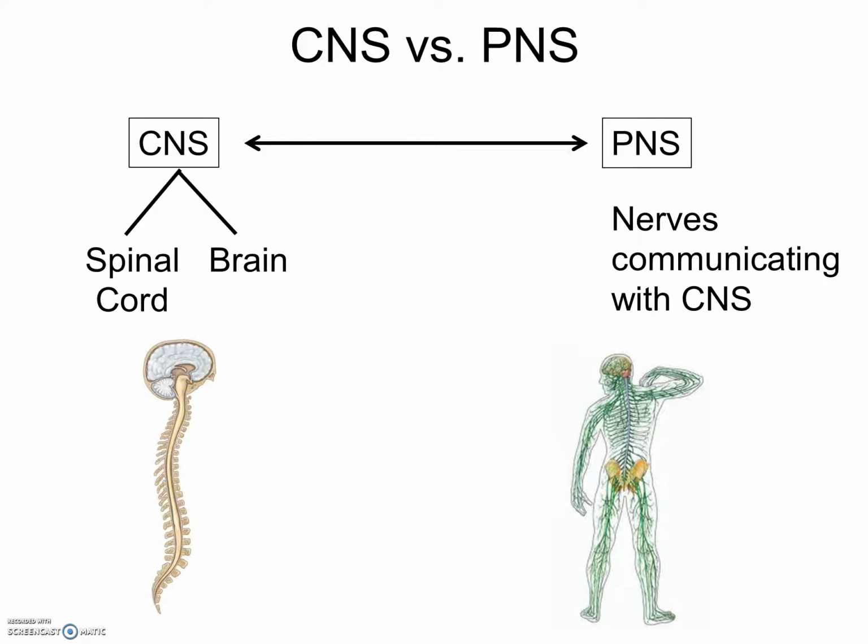So first, let's review. Remember, the CNS, which is your central nervous system, includes the spinal cord and the brain. The PNS, which is your peripheral nervous system, includes all of the nerves communicating with your central nervous system.